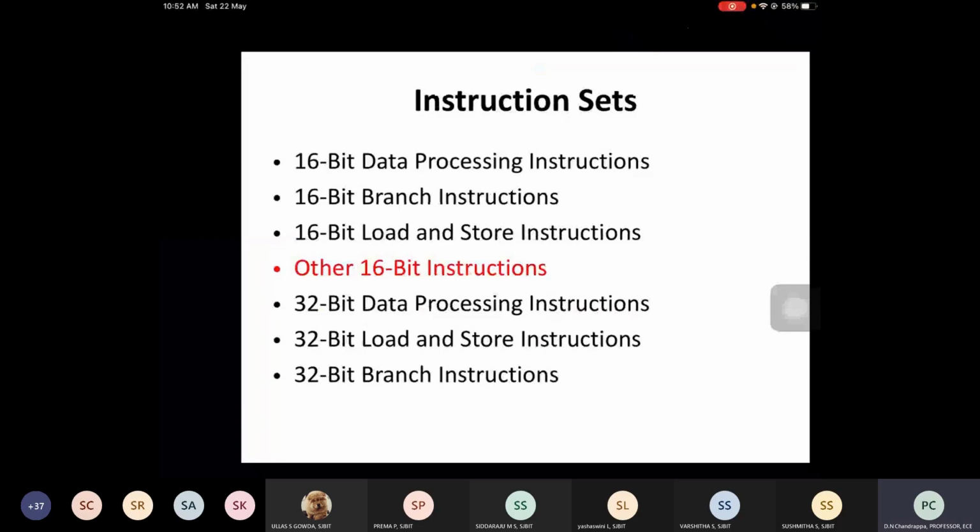Okay, good morning. I'm going to explain about data processing instructions.